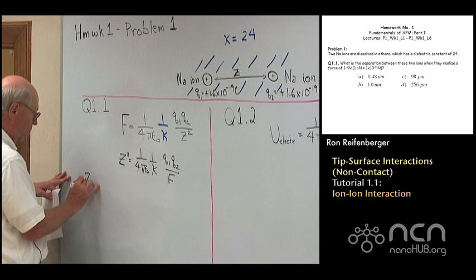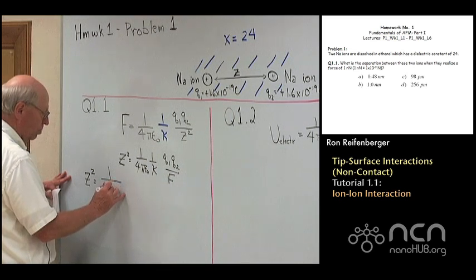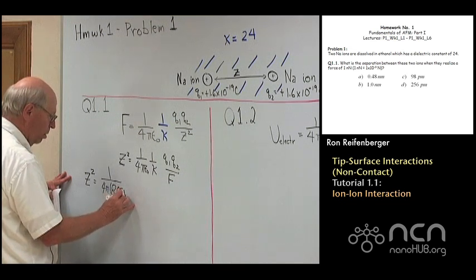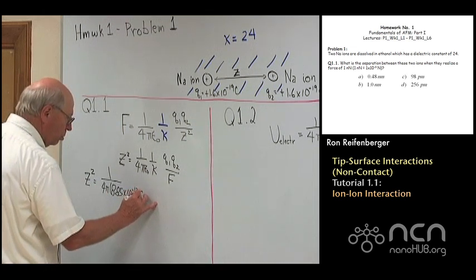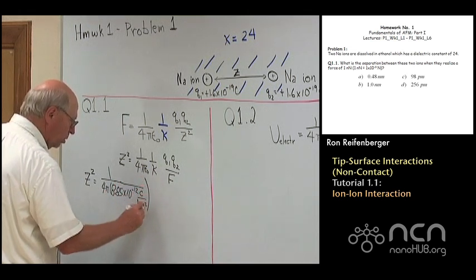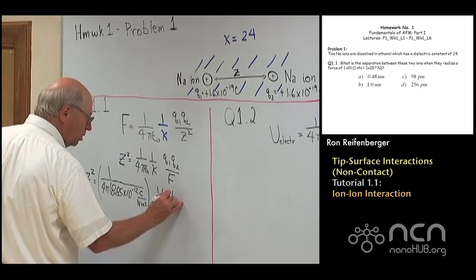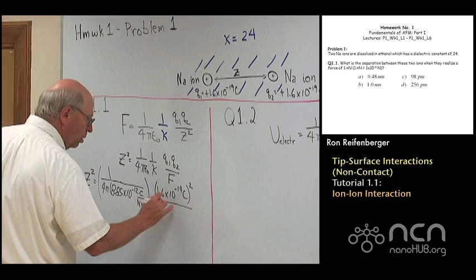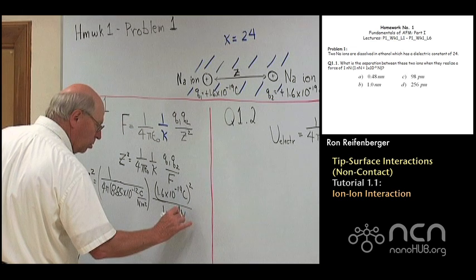So we have z squared is equal to 1 over 4 pi. Epsilon naught is a well-known constant. It's 8.85 times 10 to the minus 12, and the units are coulombs per Newton meter squared. All right, so that's the first term. The charges are the same, so it's 1.6 times 10 to the minus 19 coulombs. That has to be squared. And the force is 1 nanonewton, so it's 1 times 10 to the minus 9 newtons.